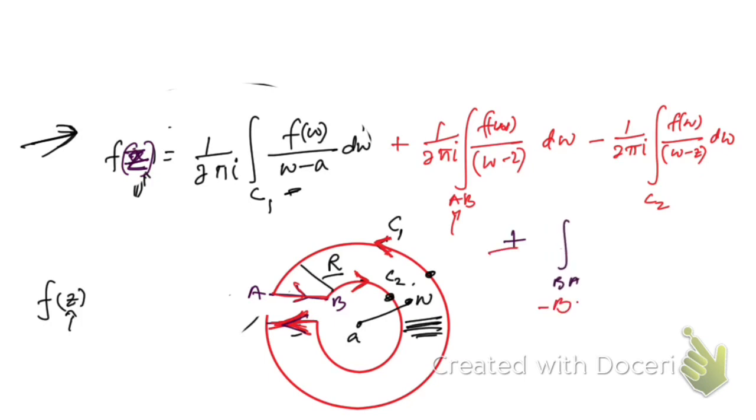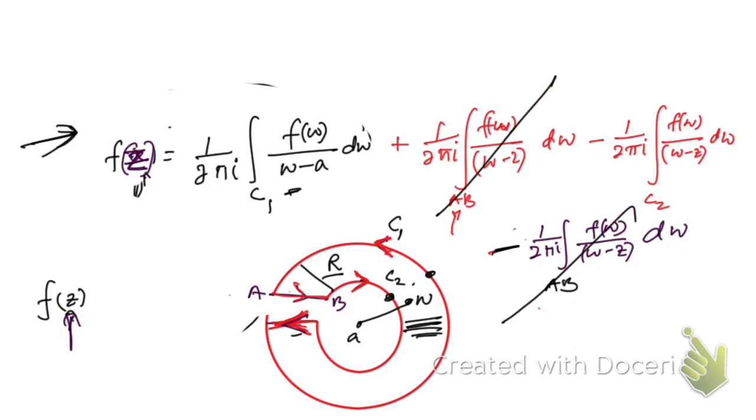So it should be plus, and sorry, I forgot to put the 1 by 2 pi i, along BA, f of w over w minus a. Instead of a we have z now, f of w dw, right? So if you make this BA into AB, instead of BA if you write AB, then this plus sign is going to be minus. And that's what we have done here, and these two are going to cancel, right?